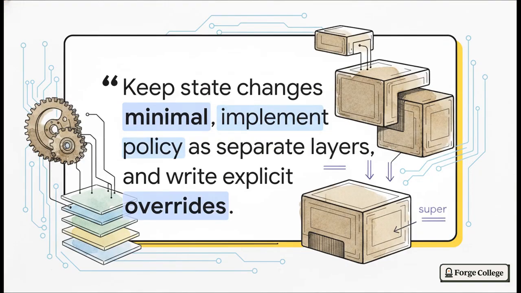Finally, Section 6, wrapping up and next steps, finalizing the draft. Look, if you want to build at a professional level, you've got to remember this golden rule of engineering. Keep state changes minimal and strictly encapsulated. Isolate your policy into separate layers so it can be cleanly modified, and always write explicit overrides that call super to maintain foundational security. Hit the nail on the head right there.